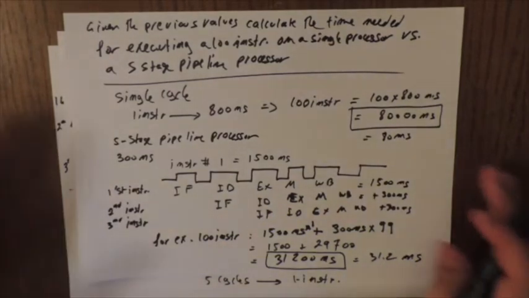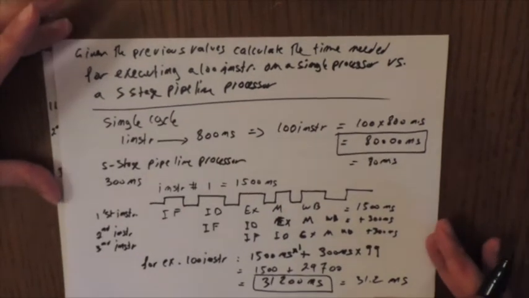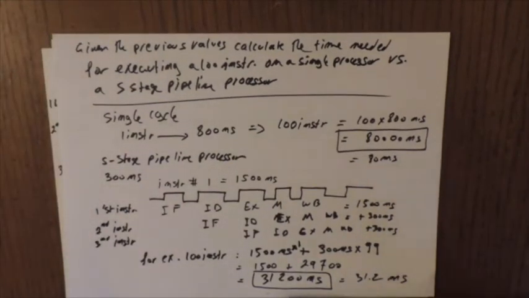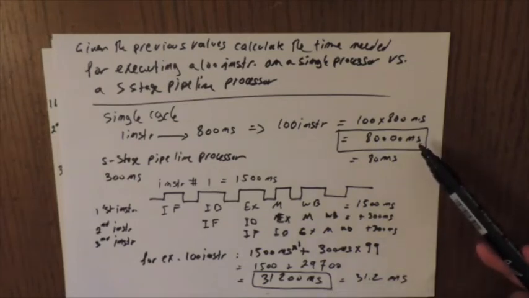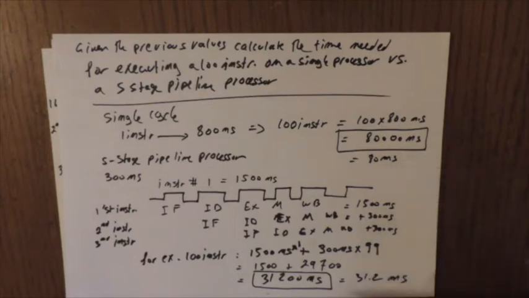So we see here that pipelining has a major advantage for raising the speed between having a single cycle which takes 80 milliseconds for 100 instructions, and here it takes 31.2 milliseconds. In theory, a 5-stage pipeline should have a 5-fold increase when it comes to performance. That means it should be 5 times faster.